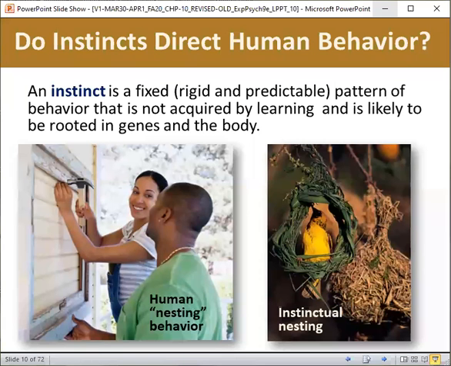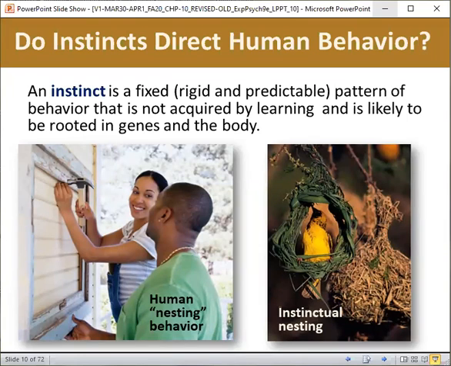First, let's look at instincts. Do instincts direct human behavior? Well, first, what is an instinct? An instinct is a fixed, rigid, and predictable pattern of behavior that is not acquired by learning and is likely to be rooted in genes and the body. So this is something that we sort of come pre-programmed with.